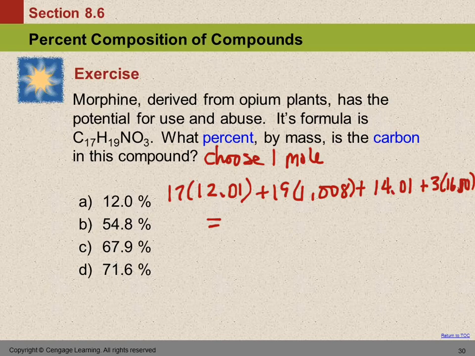You can do this all just straight through on your calculator. 17 times 12.01 plus 19 times 1.008 plus 14.01 plus 3 times 16. 285.332 grams of C17H19NO3. That's equal to 1 mole.